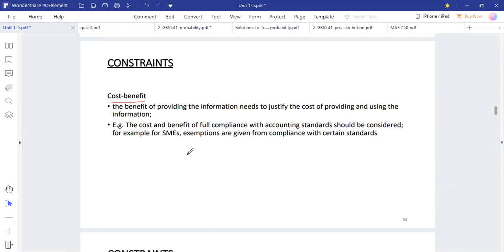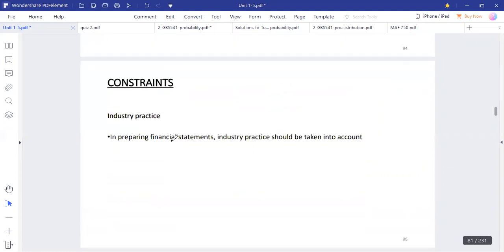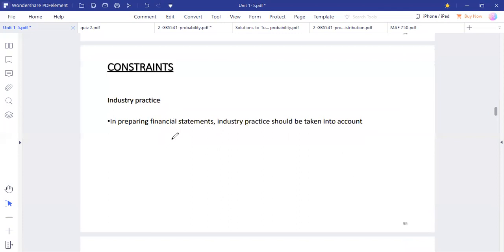So the constraints that we have with the conceptual framework are as follows. The first one is the cost benefit constraint, which says that the benefit of providing information needs to justify the cost of providing and using the information. So this is to say that for certain institutions, full disclosure compliance with accounting standards must be considered. For instance, SMEs are exempted from compliance with certain standards because they may not be relevant for them. Another constraint is industry practice, which says that in preparing financial statements, industry practice must be taken into account because the accounting standards are generalized, but industries may object to certain standards because they may not relate to them.